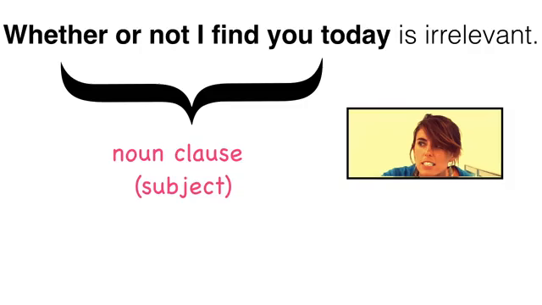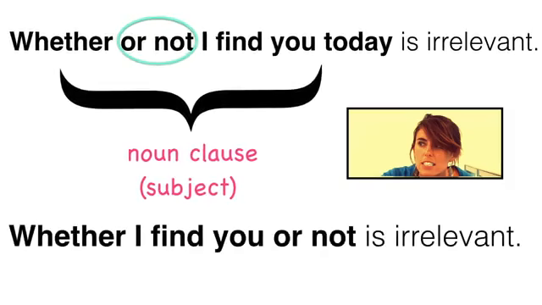Notice in this example, I used or not. This is just another option for communicating the same idea. Whether or not I find you today is irrelevant is the same as saying whether I find you today is irrelevant. I could also say whether I find you or not is irrelevant, and it means the same thing.